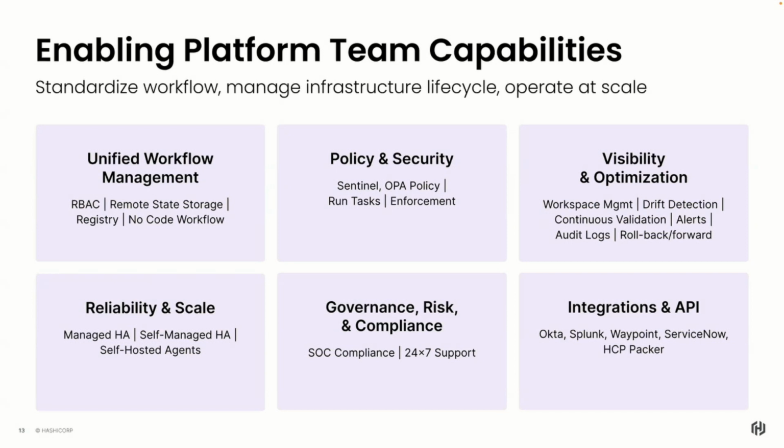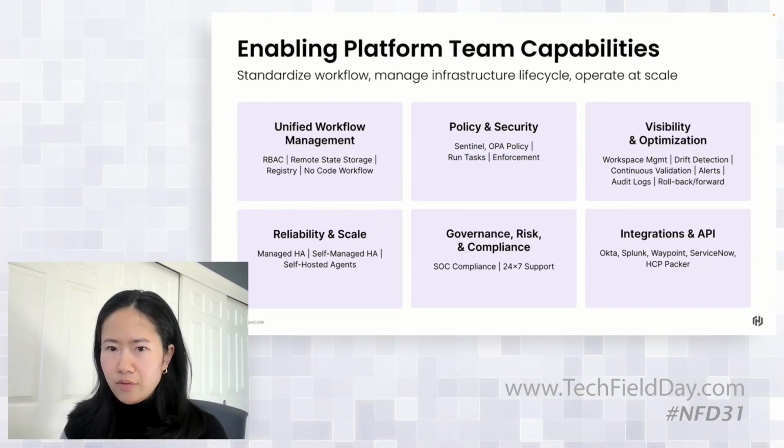So I want to point out that these are all features that we know that the platform and the cloud team needs, and this is all stuff beyond open source. And a lot of the home-built options don't provide that full set of capabilities, or you have to have a team to go build that and maintain it. So a lot of these core capabilities comes down to 6 different groupings. So first is I need to unify my workflow, and that means I need to be able to manage that workflow. So this means I need features like RBAC, remote state storage, and a registry to leverage reusable components and no-code workflows so that developers can self-serve infrastructure.